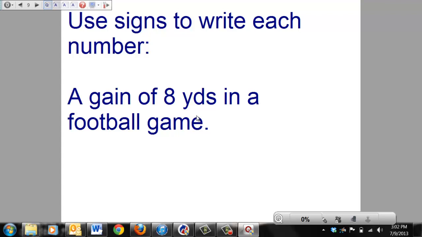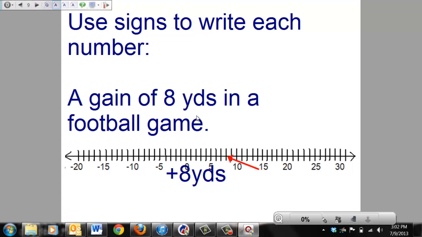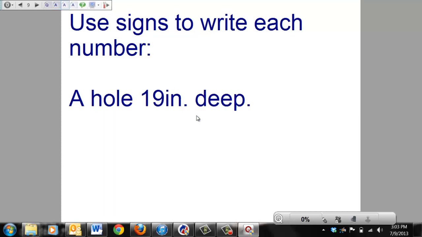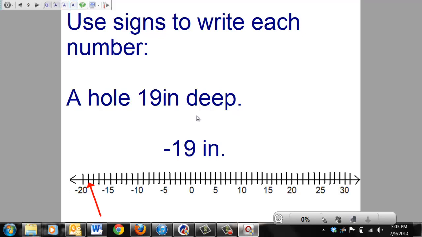Be careful out there. A gain of 8 yards would be indicated as a positive 8 on the number line. Yeah, it's a little misaligned there. We'll get over it. How about a hole 19 inches deep? Well, whenever you dig a hole, you're going down. So we're going to indicate the 19 inches deep as a negative 19 inches.